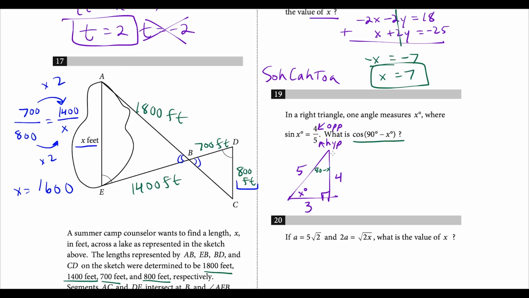So what we have here is cosine is the ratio of the side adjacent to the angle over the hypotenuse. So if we're targeting this angle here, cosine of 90 degrees minus x degrees, adjacent to that angle that I labeled over here is the side that's equal to 4, over the hypotenuse, which is 5. And I could write it like this, 4/5, or I could say 0.8, the decimal equivalent. And that's our solution to 19.